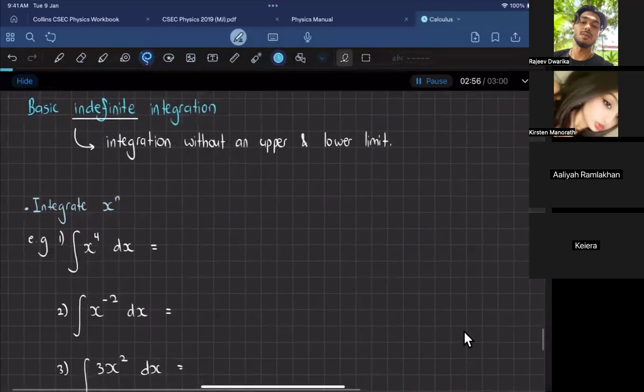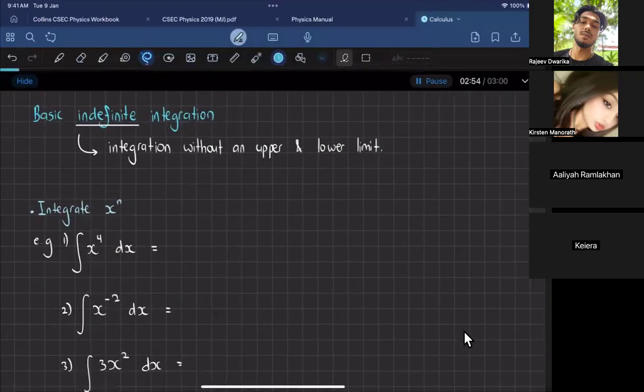The name of this is basic indefinite integration, and that means integration without upper or lower limits.